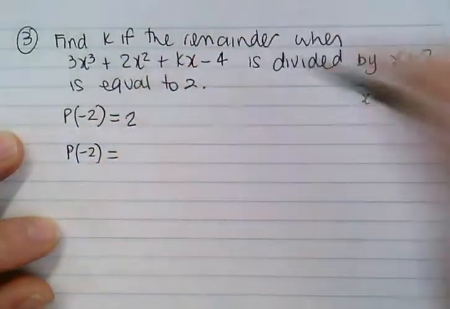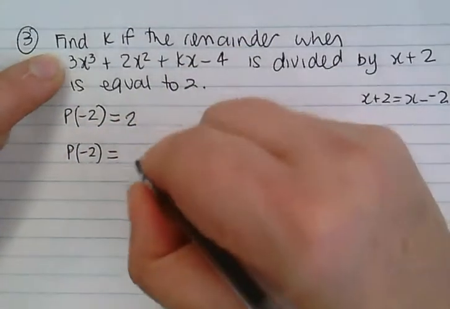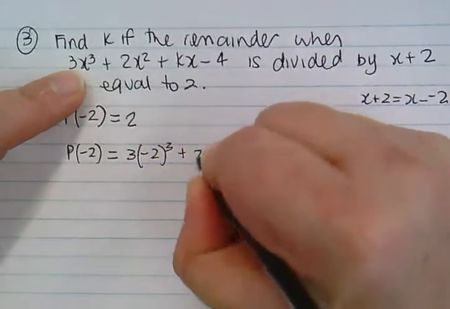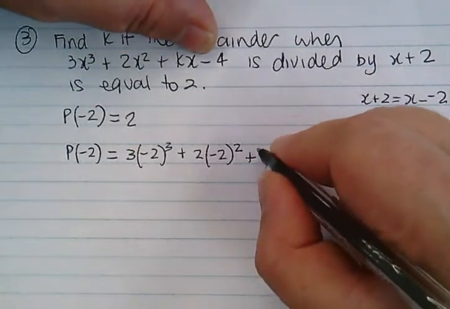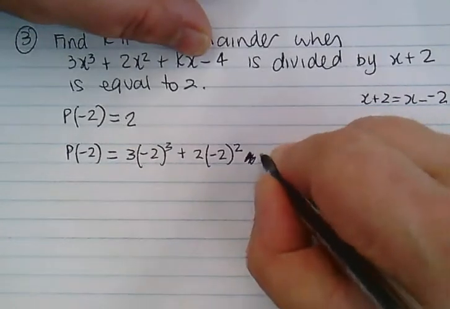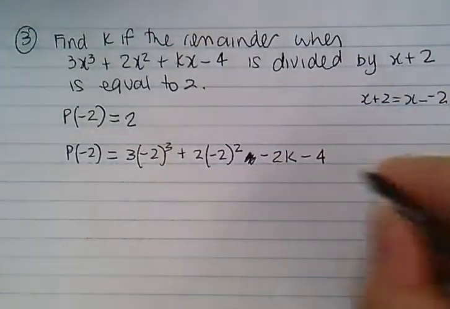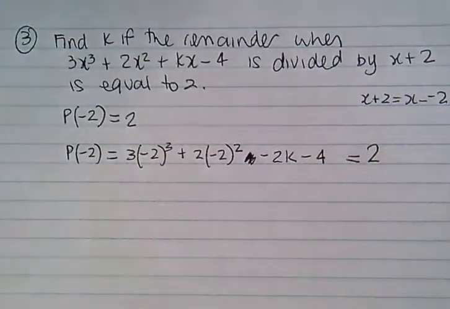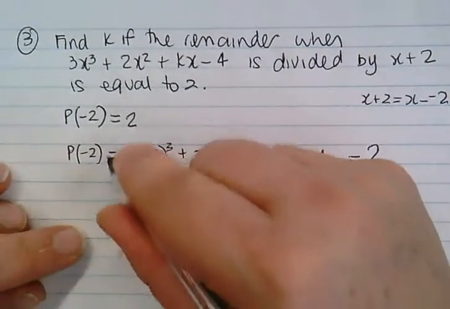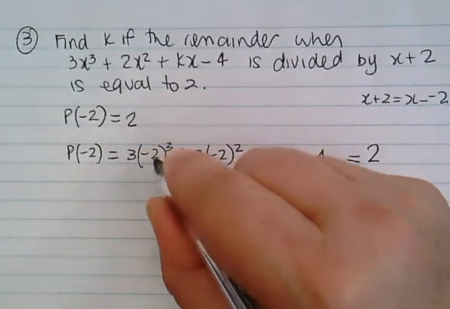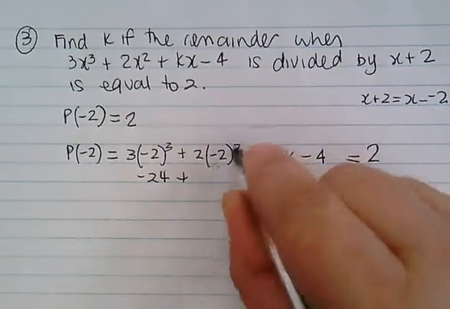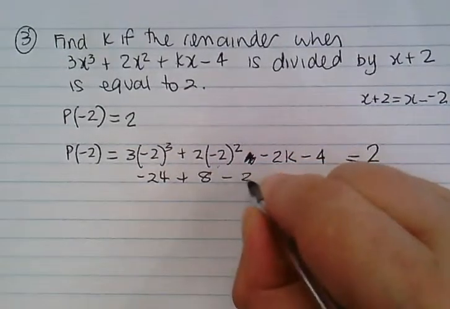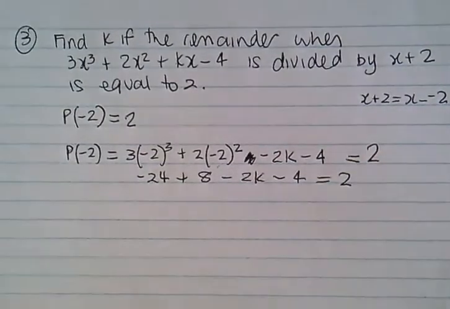So p of negative 2 is, I put that into my original polynomial, 3 times negative 2 cubed plus 2 times negative 2 squared plus, remember I'm substituting x is negative 2, so what do I get here? Minus 2k minus 4. And that equals 2, because that's the remainder. When I substitute in negative 2, my answer will be 2. So that is 3 times negative 8, isn't it? Negative 24 plus what? Isn't that positive 4 times 2, plus 8? Take away 2k, take away 4 equals 2.